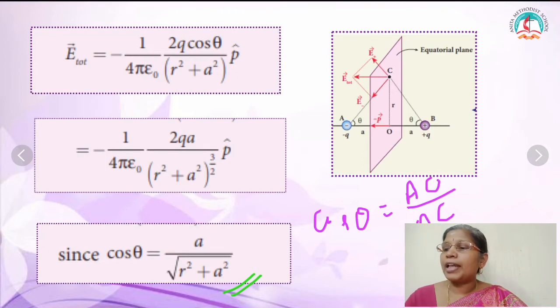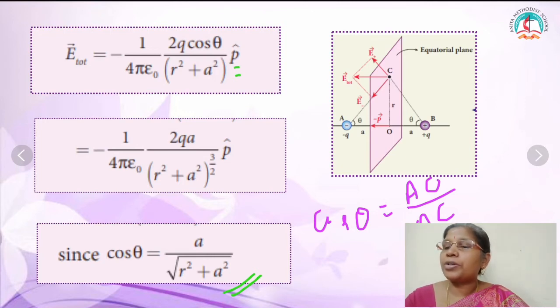The value is equal to A divided by what is the value of AC? In the previous step you calculated the value is equal to R square plus A square, inside the square root. Otherwise I will write power 1 by 2. Okay, substitute the value here. Then what answer will I get?